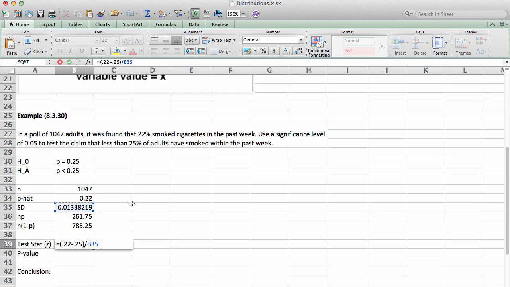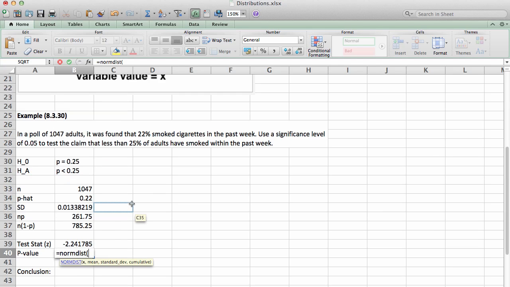So I'm just going to refer Excel to the location where I typed in the standard deviation, which was cell B35. And it'll insert the appropriate number and give me a more accurate test statistic of negative 2.24 and some change. From that, we'll use the NormDist function to compute the p-value, which is the probability, capital P in this case. So I'm going to type NormDist.